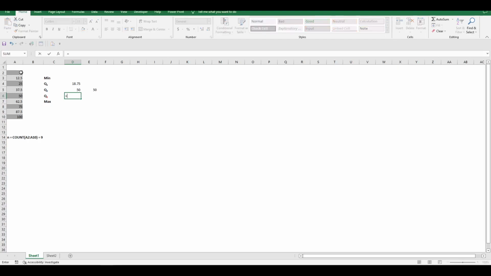And to estimate the third quartile, we start typing QUARTILE.EXC. The first argument again is the range, and the second one is the number 3, because we are talking about the third quartile. So its value is equal to 81.25.